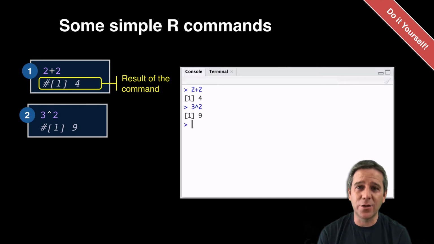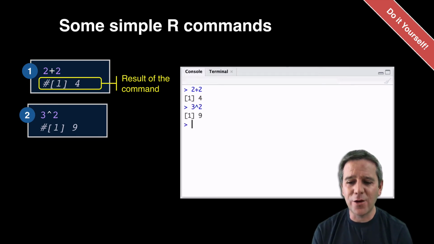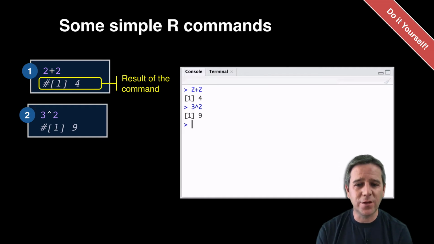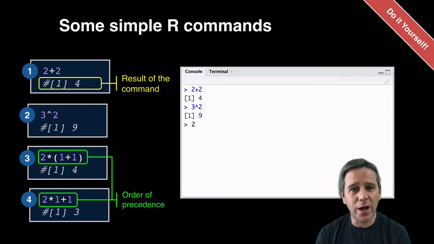I'm going to do 3 squared. You see the little hat symbol here, that on my keyboard, let's see where that is. That's, if I do shift 6, that will give me that one. I'm going to do some math with brackets here. So 2 times (1 plus 1), which does the 1 plus 1 first. So it's 2 times 2, which will be 4.